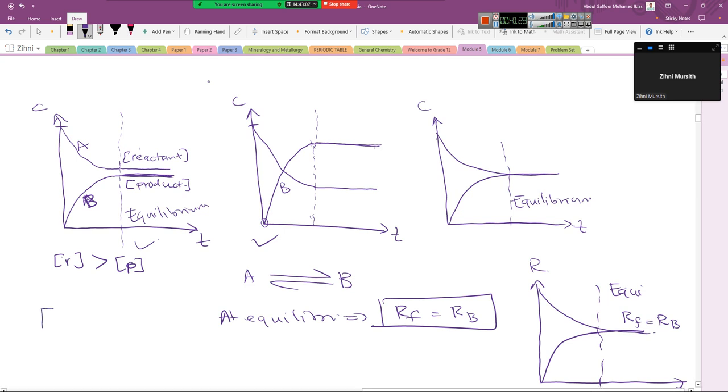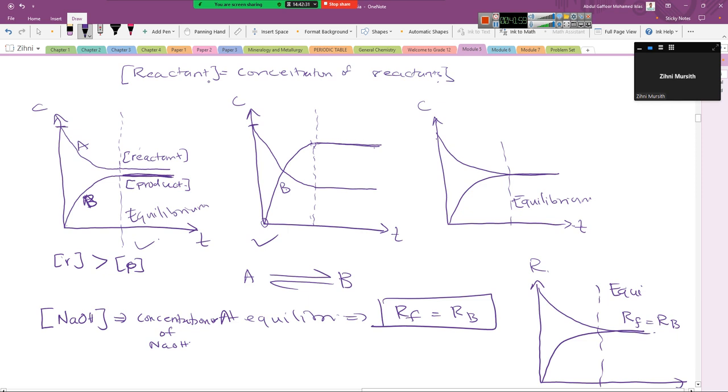For example, if I write a square bracket of NaOH, what does it mean? This means the concentration of NaOH. In chemistry this is just a notation. If I write reactant in brackets, what does it mean? This means the concentration of the reactant.